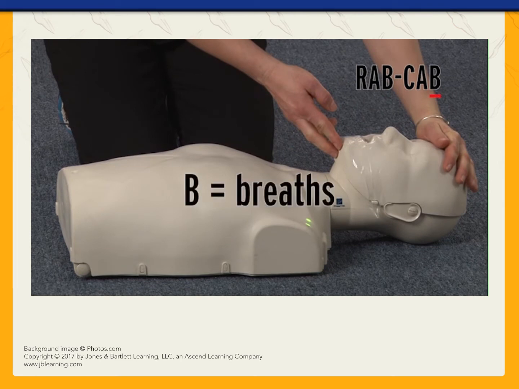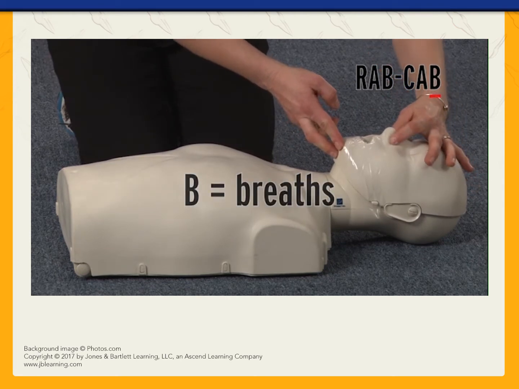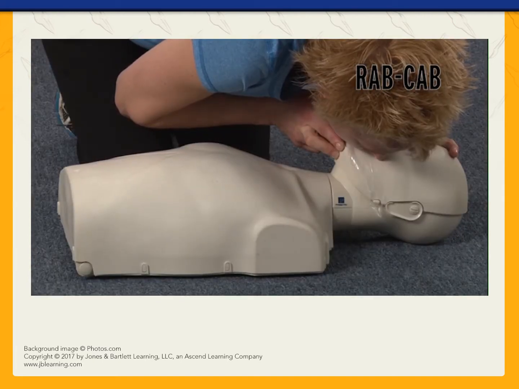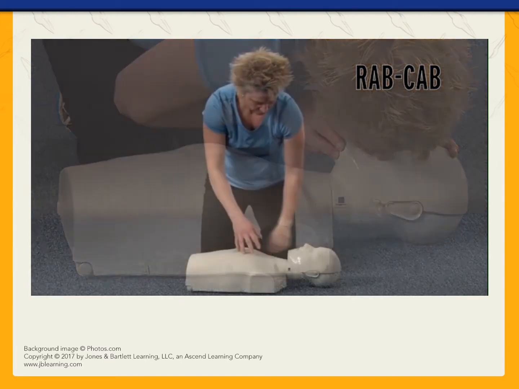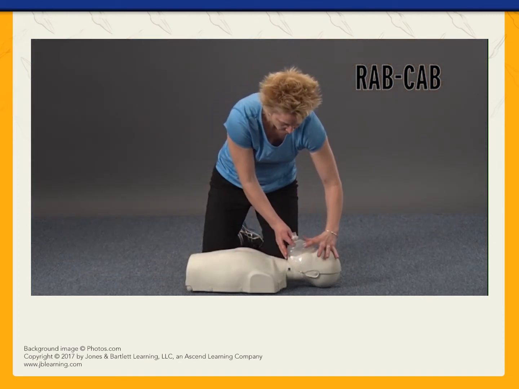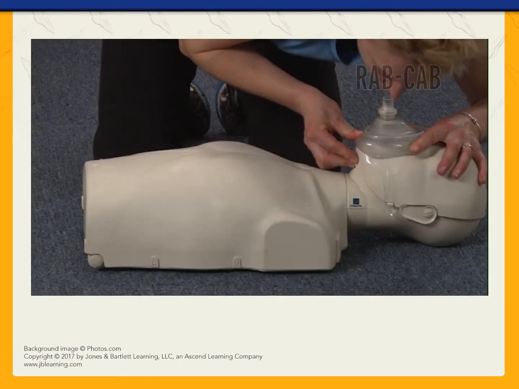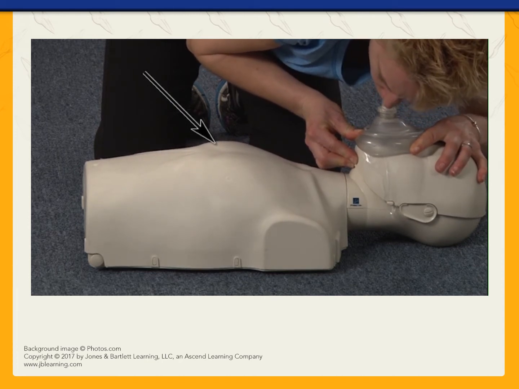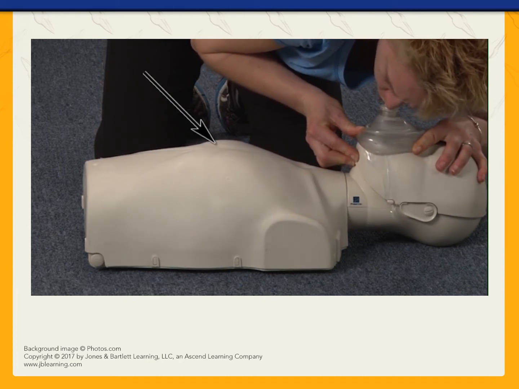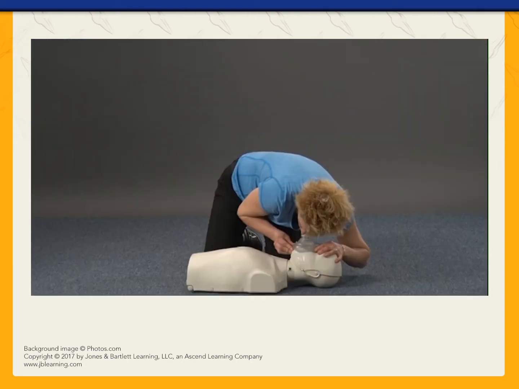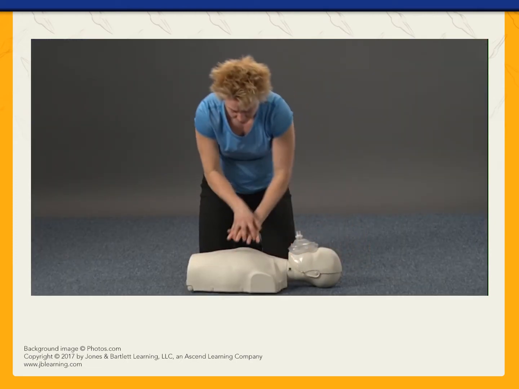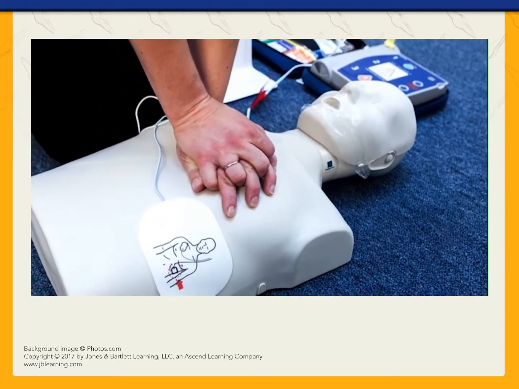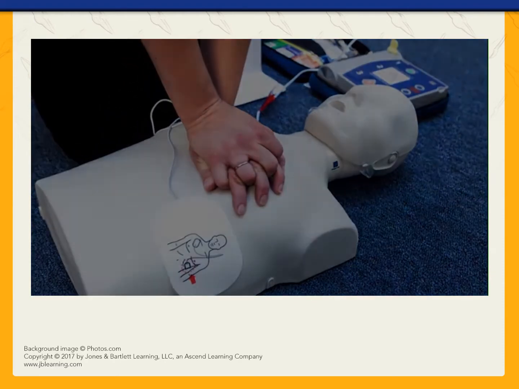B stands for breaths. Pinch the nose shut and cover the person's mouth with your mouth, making an airtight seal. If available, use a pocket mask with a one-way valve or a face shield. Give 2 breaths, each lasting 1 second, to make the chest rise. Take a normal breath for yourself between each breath. When an AED becomes available, use it as soon as possible.